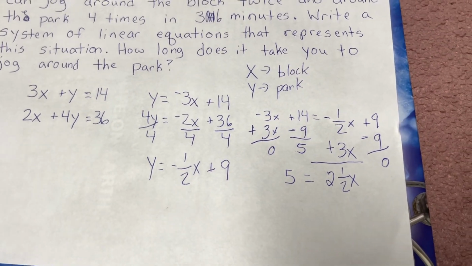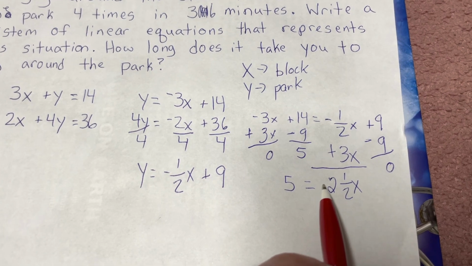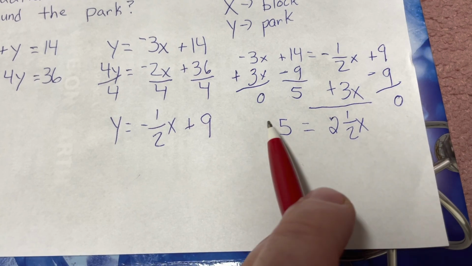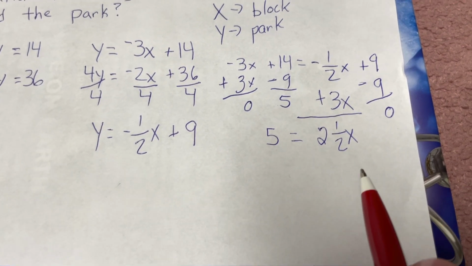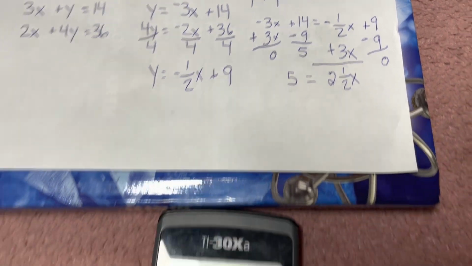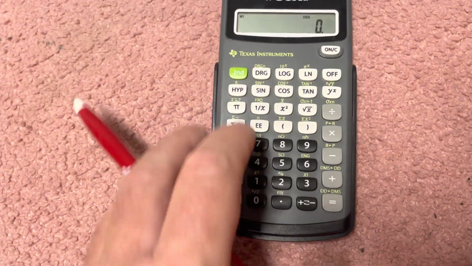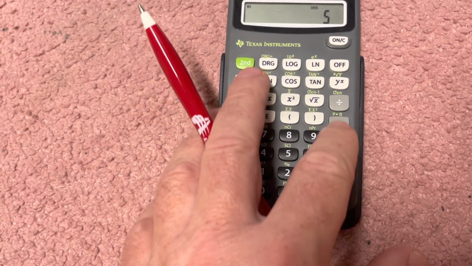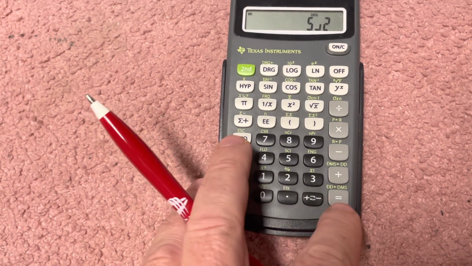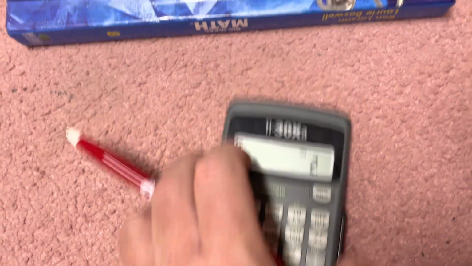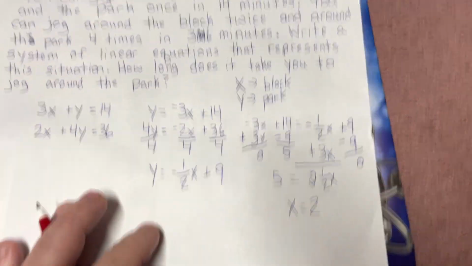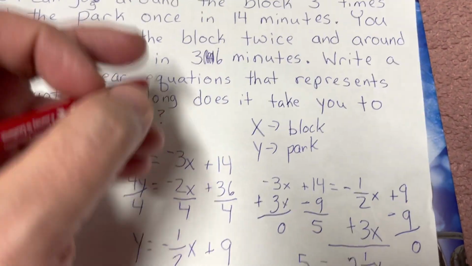Well, instead of 2.5X, I'm going to do 2 times 2 is 4, plus 1 is 5. So I'm going to take 5, and I'm going to divide it by 5 over 2. Once again, 2 times 2 is 4, plus 1 is 5. I'm going to divide it by 5 over 2. So I'm coming over here. I'm going to clear 5 divided by 5 over 2. That's going to equal 2. So sure enough, X equals 2, which means that it takes 2 minutes to run around the block.